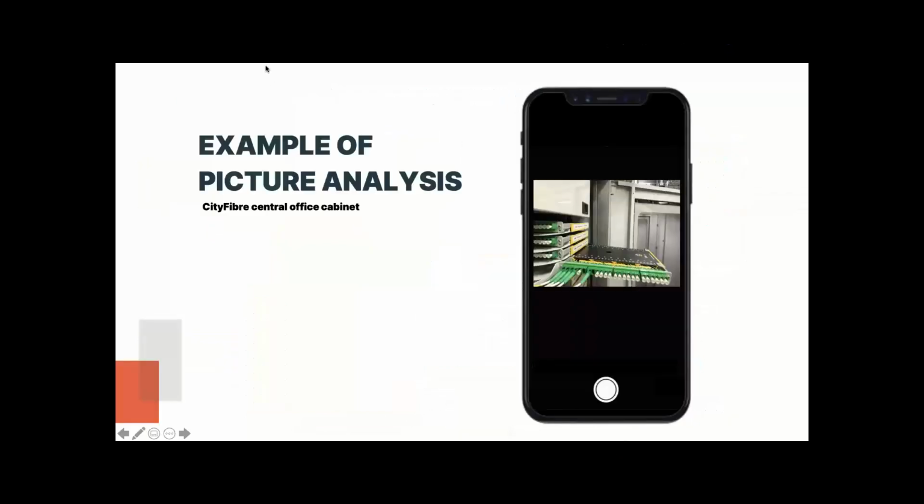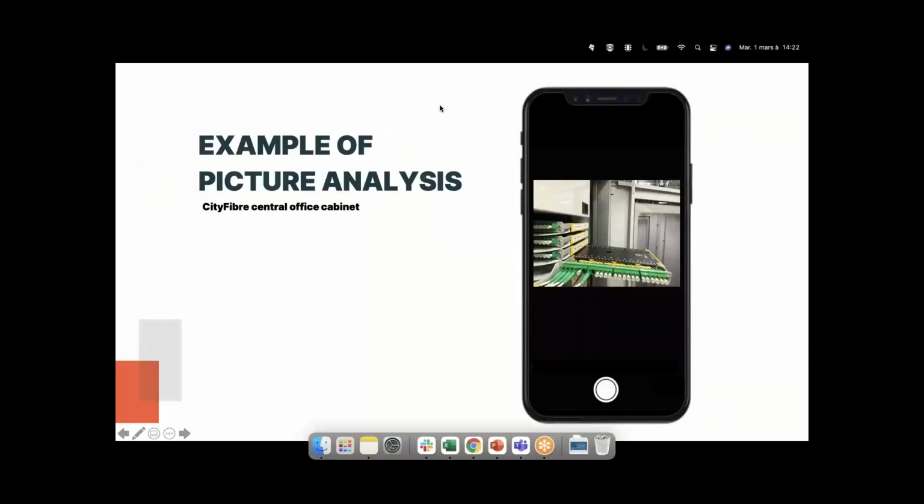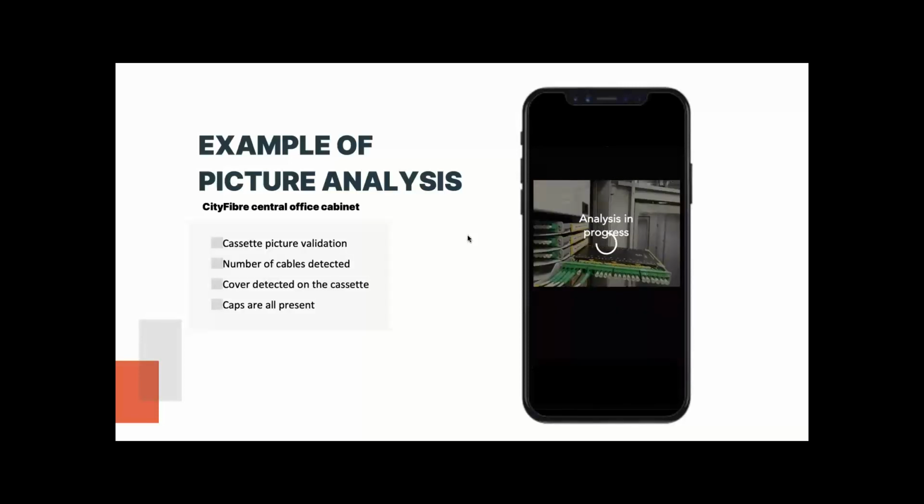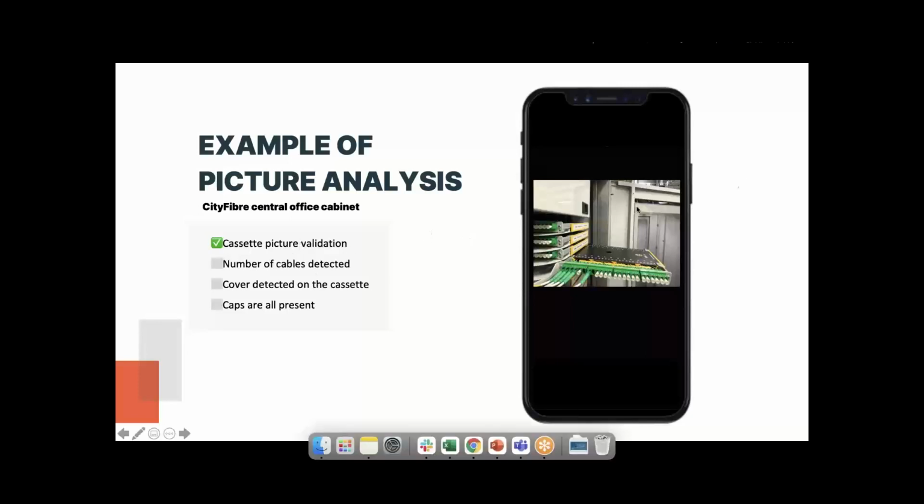They have their mobile phone in the hand, and to make it very clear for the entire audience how it works, we can follow what would happen in the hand of the field technician or field engineer. So this is a central office cabinet of CityFibre, and here the task is to validate what happens in this cassette. The first thing that is analyzed is that indeed we have a good picture of the cassette.